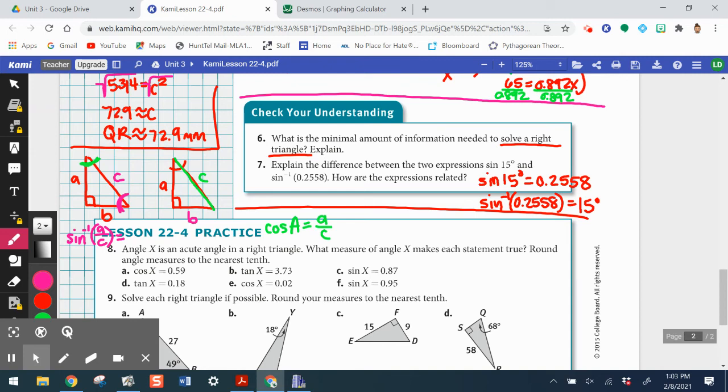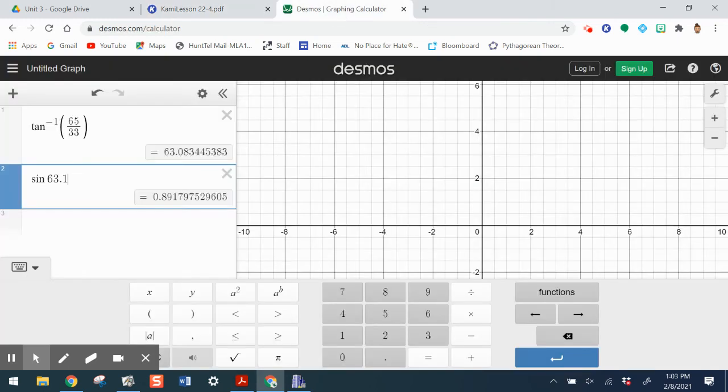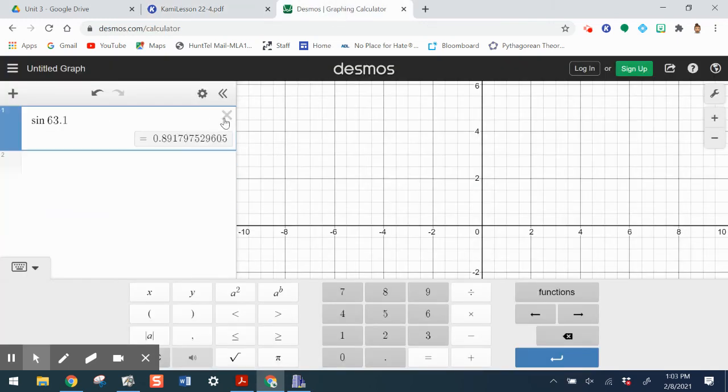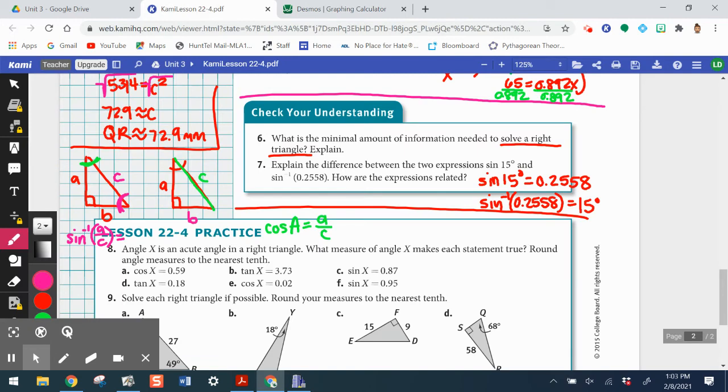Now, item 7 really is just trying to make sure we understand what we're doing in this context. So it says, explain the difference between the two expressions, sine of 15 degrees and sine inverse of 0.2558. Well, if you actually go over to Desmos and type in the sine of 15 degrees, I'll show you. The sine of 15, you actually get that decimal that they gave us. But it was written as the sine inverse.